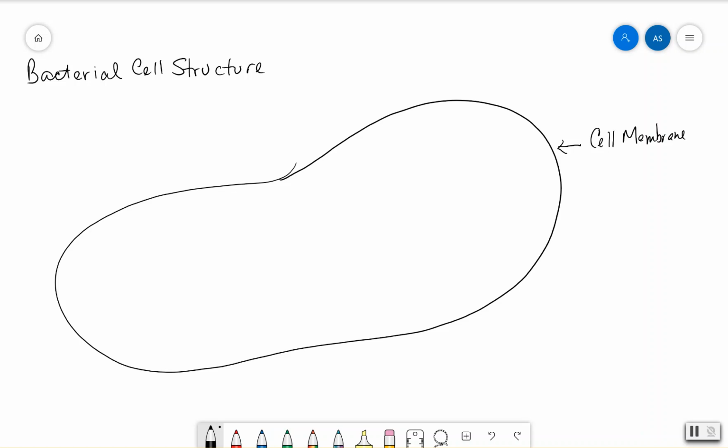And the function of a cell membrane is to define the boundaries of the cell. It controls what goes in and out of the cell. And in bacteria, the cell membrane is also the site of energy synthesis or ATP synthesis.